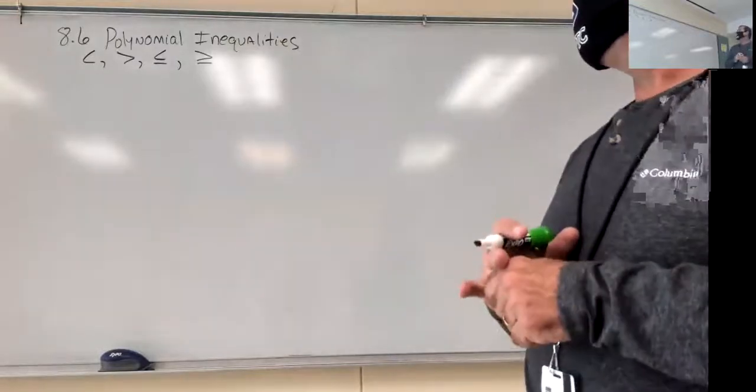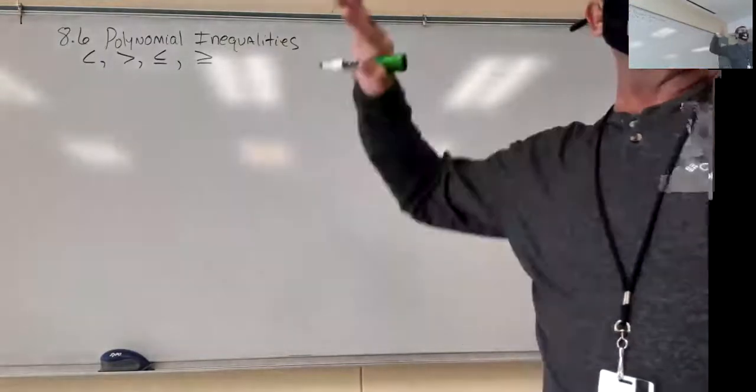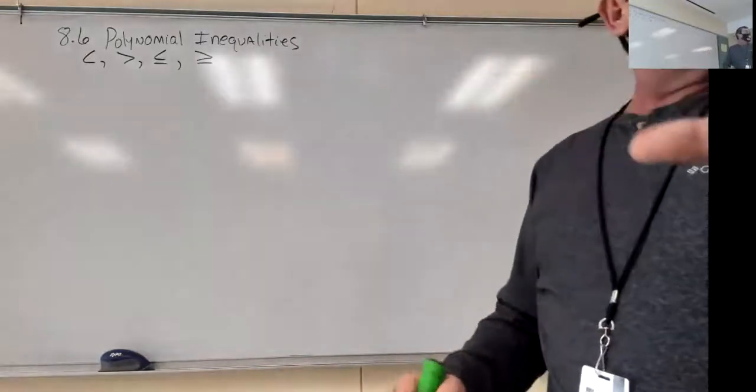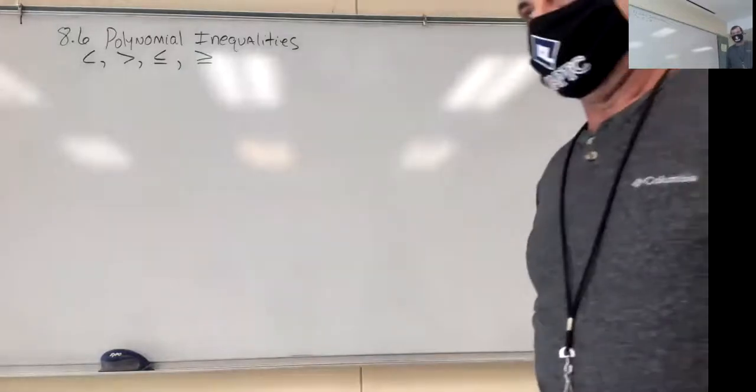Interval notation, if it's just a less than or greater than, you want to use curly parentheses. If it's got an equals in it, you're going to use brackets. Okay?